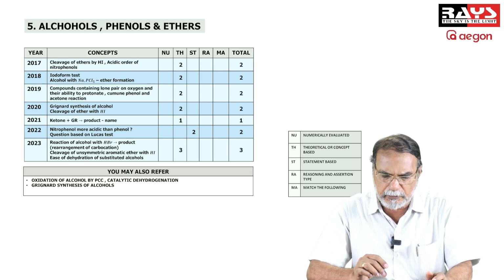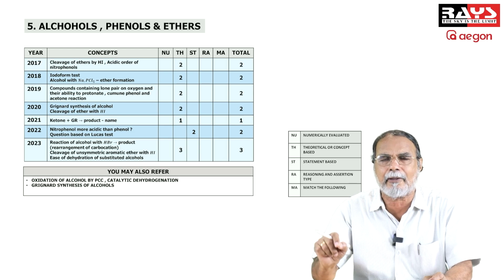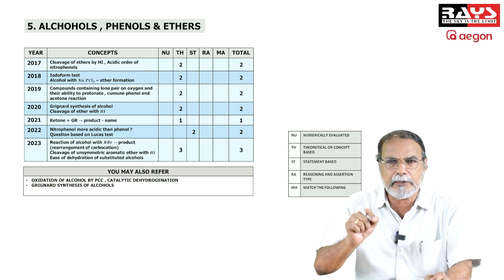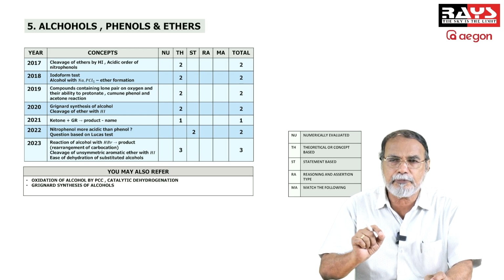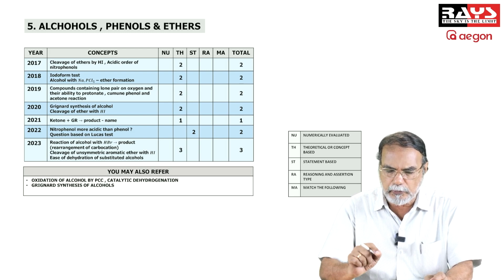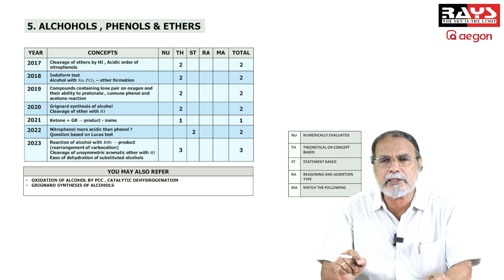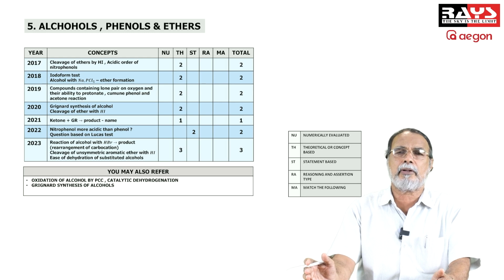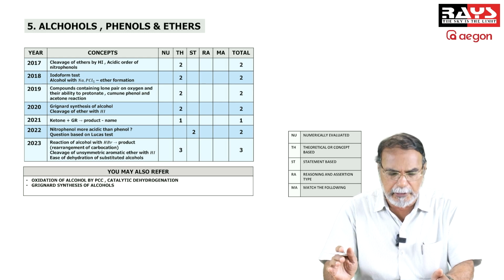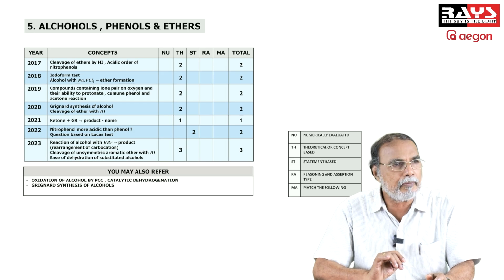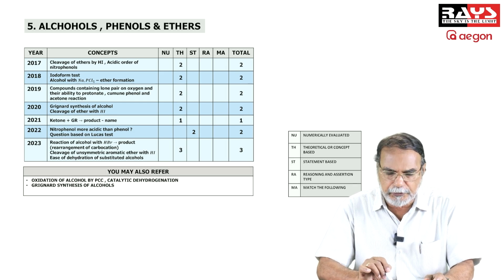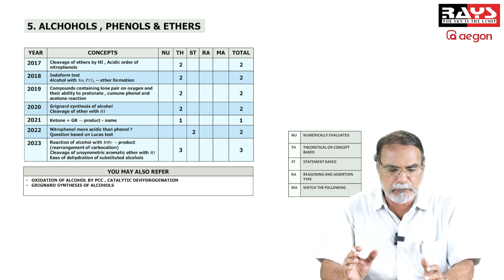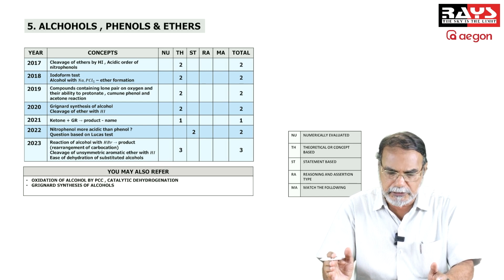In 2017, there was a question on the cleavage of ethers by HI. Remember, that is something which has been repeated many times. The cleavage of ethers by HI is very important. And also the acidic nature of nitrophenols. 2,4,6-trinitrophenol is more acidic than 2,4-dinitrophenol, more acidic than para-nitrophenol, more acidic than ortho-nitrophenol, more acidic than meta-nitrophenol, more acidic than phenol. Those things are important, and there was a question on that in 2017. In 2018, there was the iodoform test. For example, which of the following compounds will give the iodoform test, and so on. Maybe that is the type of questions asked.